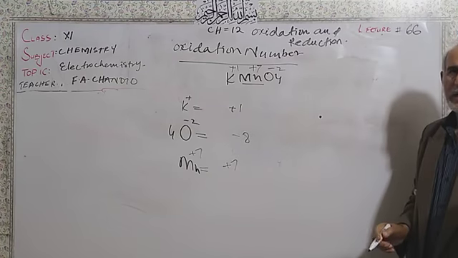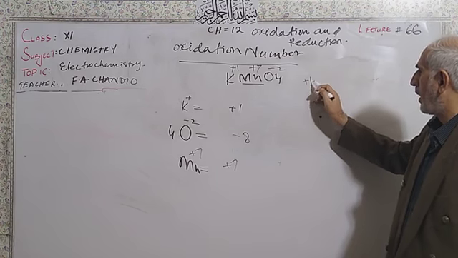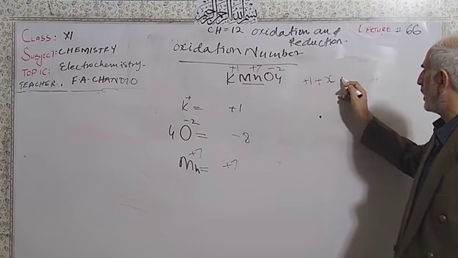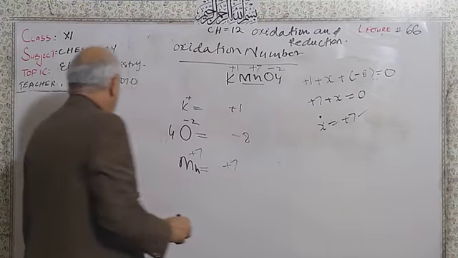As you did in grade 9, the calculation: this is plus 1, then plus x, then minus 2 multiplied by 4, minus 8, is equal to 0. So plus 1 minus 8 is minus 7, and plus x is equal to 0. So x will be equal to plus 7. That's the oxidation number of manganese: plus 7.